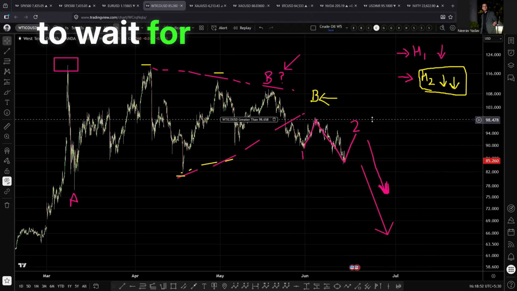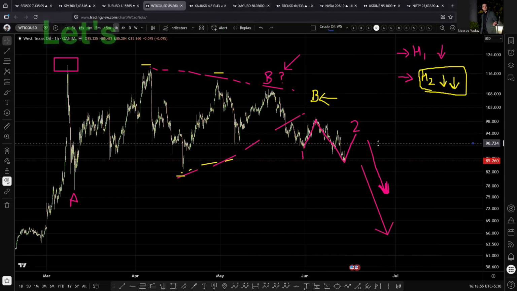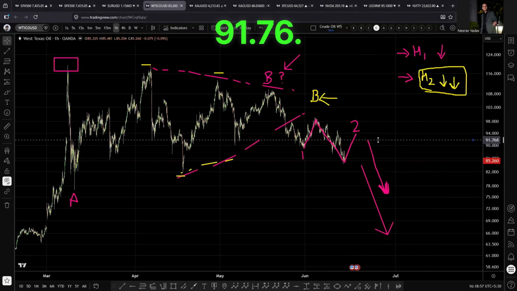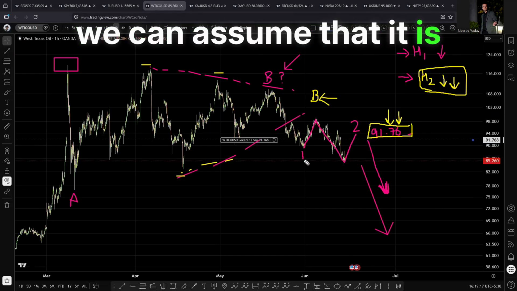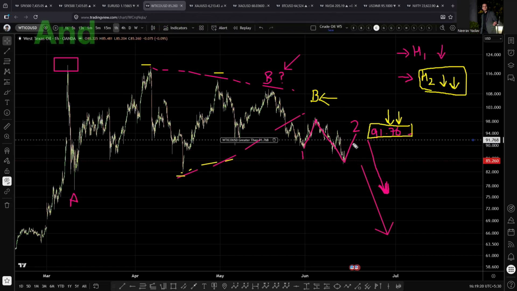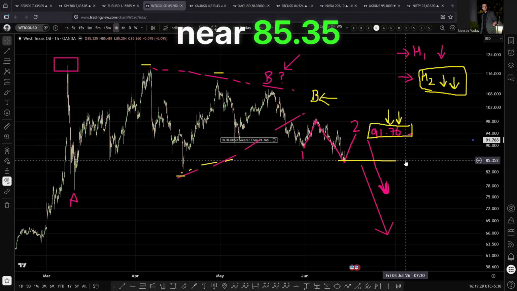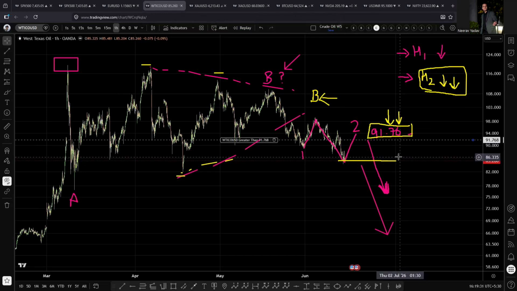The best trade setup will be to wait for this market to give a pullback, let's say around this level of 91.76. If the market pulls back to this level, we can assume that it is progressing as an A up, B down, C up flat structure, and then we can place alerts. What is this level? Somewhere near 85.35 to enter shorts.